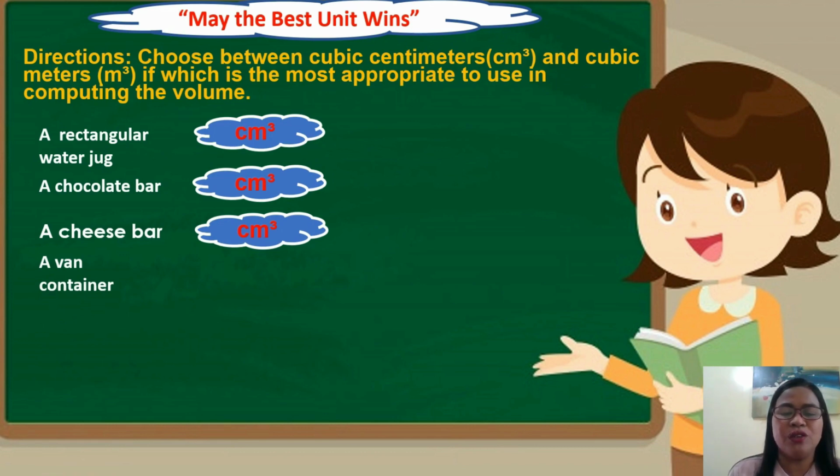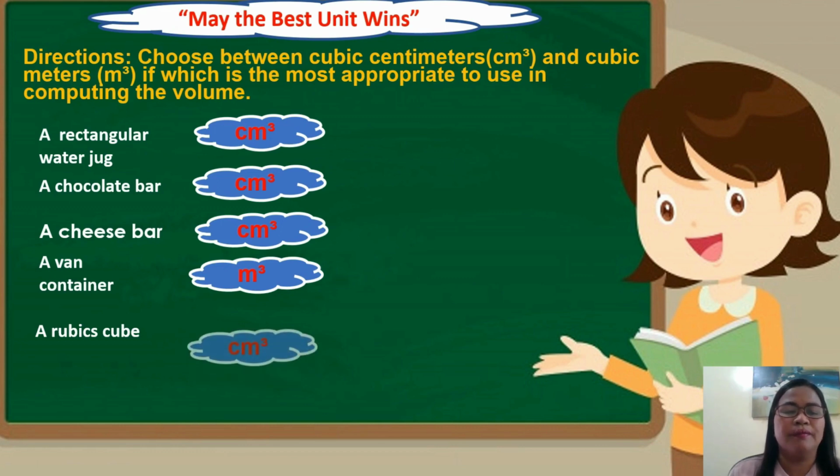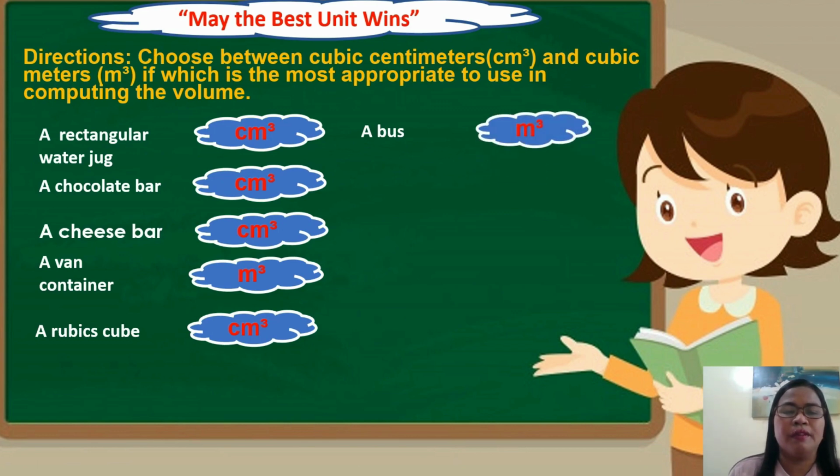How about a van container? You're right. We need to use cubic meter. A Rubik's Cube. What do you think is the answer? Very good. The answer is cubic centimeter. How about a bus? Yes, you're right. We need to use cubic meter.